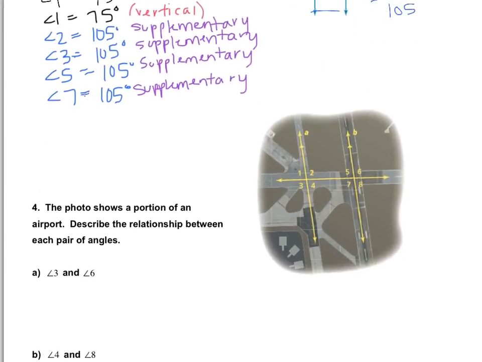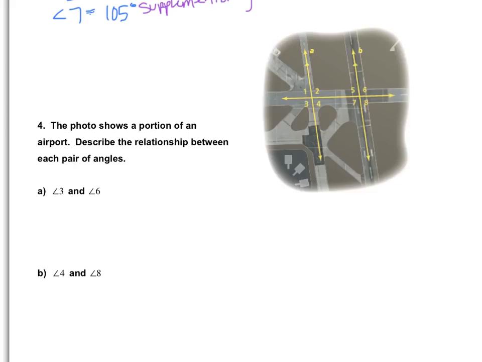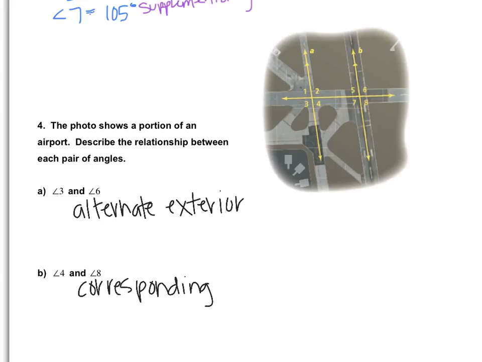All right, last one, number 4. The photo shows a portion of an airport. Describe the relationship between each pair of angles. So hopefully you have your chart handy. Look at your chart and see if you can figure out which relationship describes angles 3 and 6. If you said alternate exterior, you're correct. All right, try it with angles 4 and 8. All right, if you picked corresponding, you are correct again.